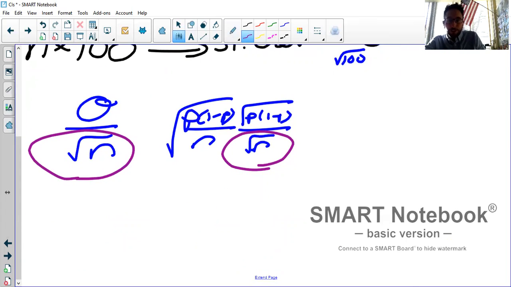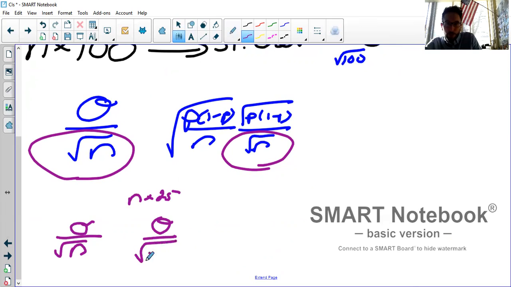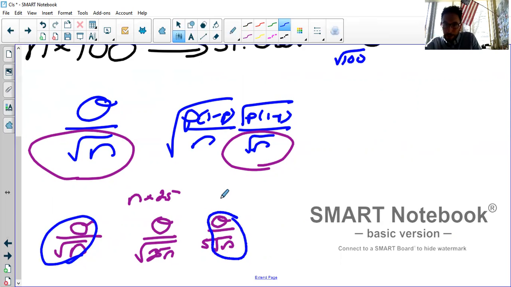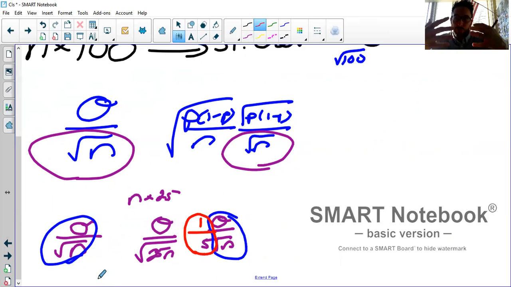We could prove that algebraically, right? If I just have sigma over the square root of n, and I want a sample that's 25 times bigger, now I have sigma over the square root of 25n, which is the same thing as sigma over 5 root n. And so we can see here, this is the same as this. Our standard deviation is just getting multiplied by 1/5, or divided by 5, right? So we could do some algebra to prove that rule.